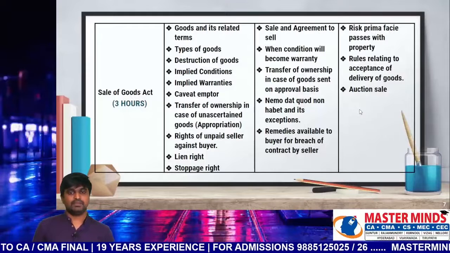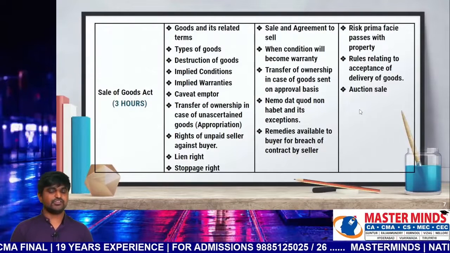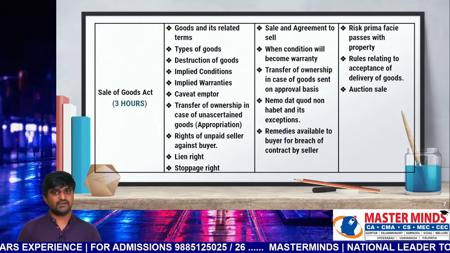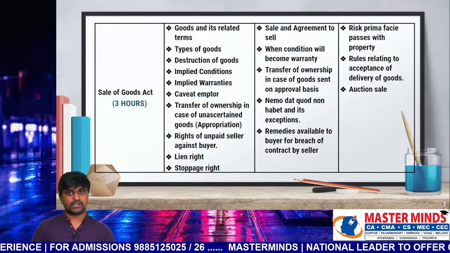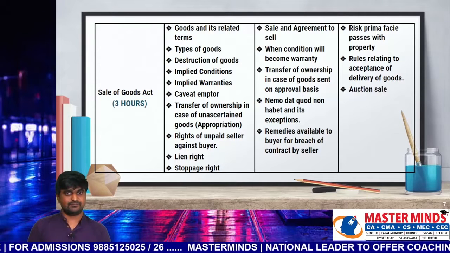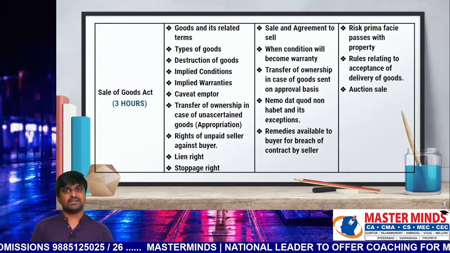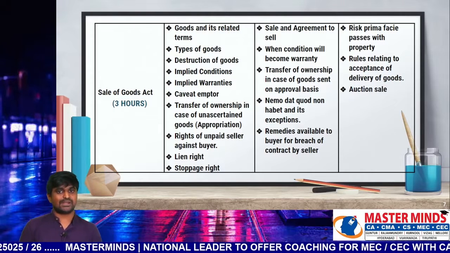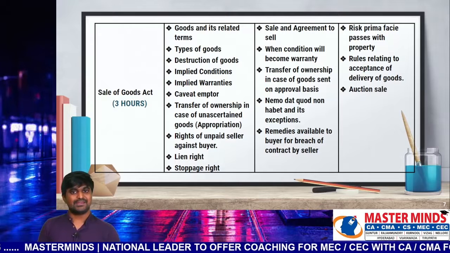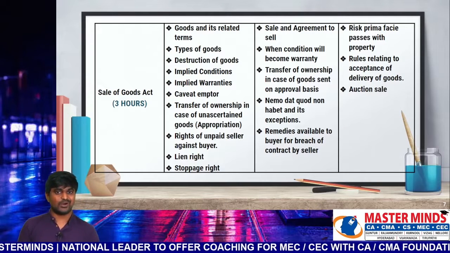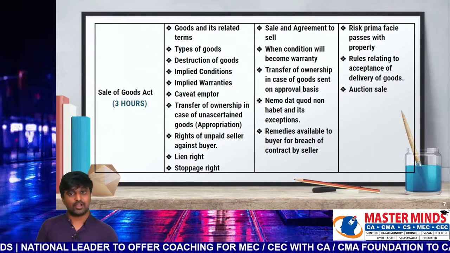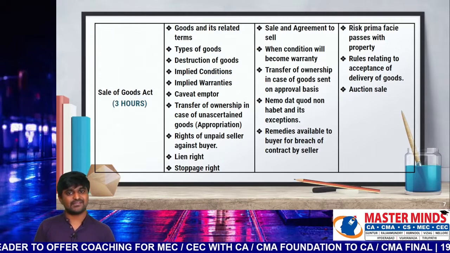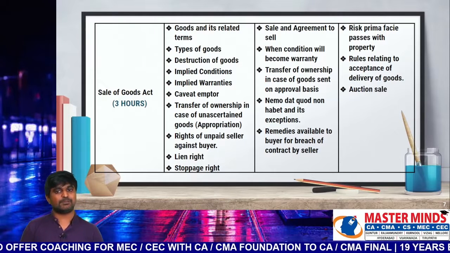Next one, Sale of Goods Act. You need to spend 3 hours of your time on Sale of Goods Act. So in Sale of Goods Act, first priority concepts are goods and its related terms, nothing but money and actionable claims. Next, types of goods and what will happen to the contract when goods are destroyed, and implied conditions, implied warranties, and doctrine of caveat emptor along with its exceptions, and when ownership will get transferred in case of unascertained goods, nothing but rules relating to appropriation.